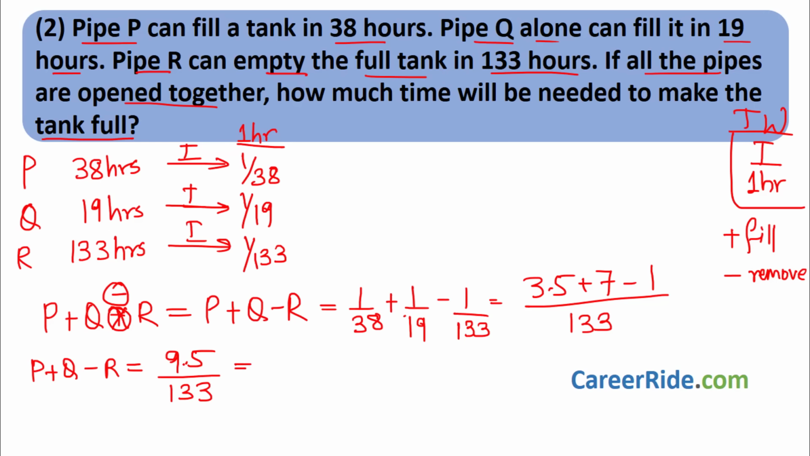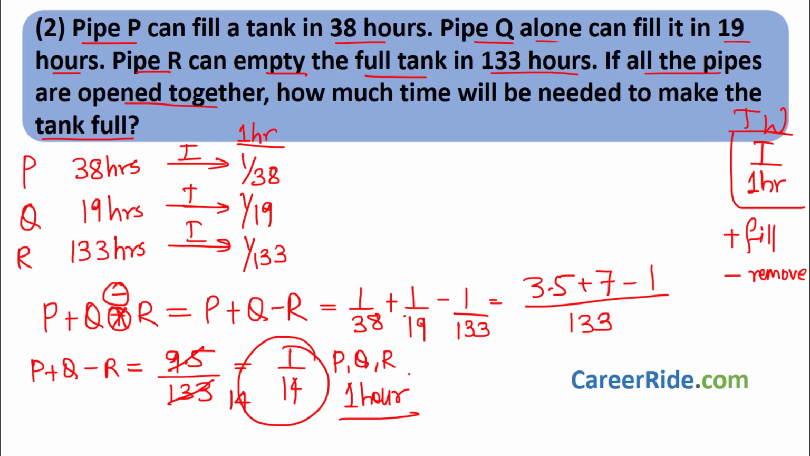133. Now 9.5 is what? Half of 19, right? So if 19 sevens are 133, then 9.5 14s are 133, right? So we get 1 by 14. This is not the number of hours, this is nothing but the amount of work done by pipes P, Q and R together in just 1 hour. In 1 hour, pipes P, Q and R do 1 by 14 amount of work, that is they fill 1 by 14 of the tank.